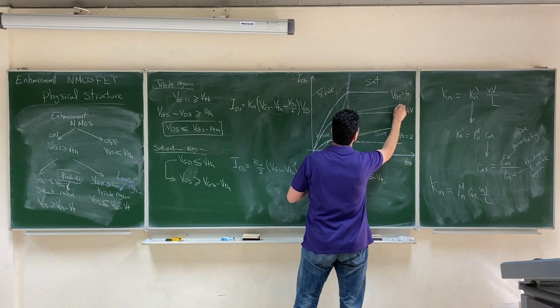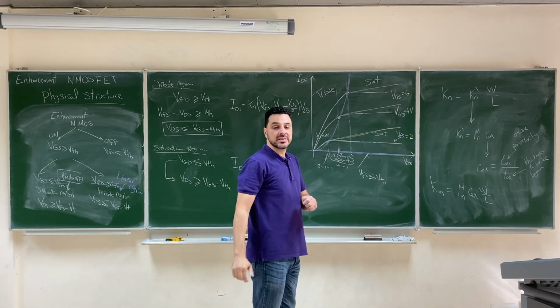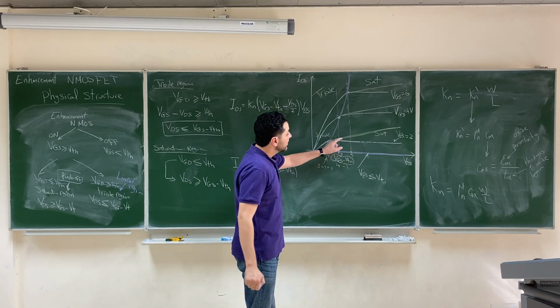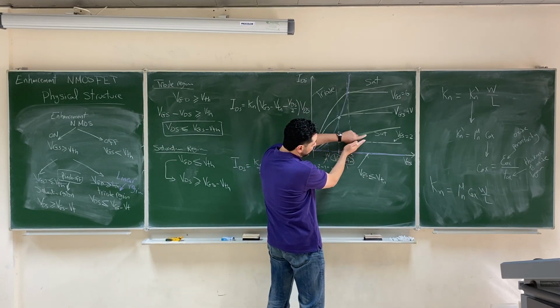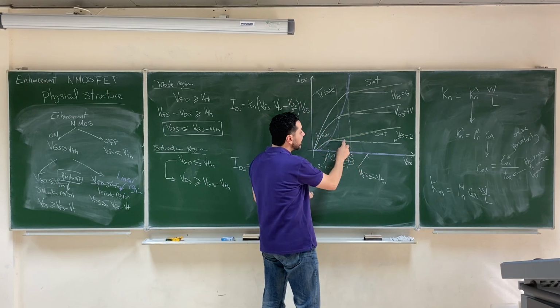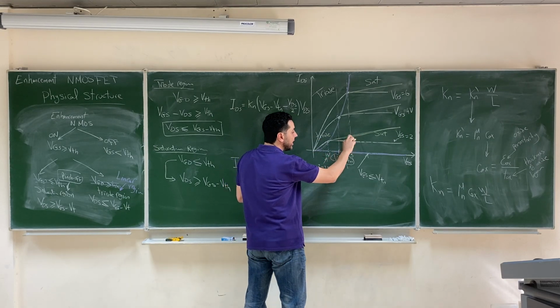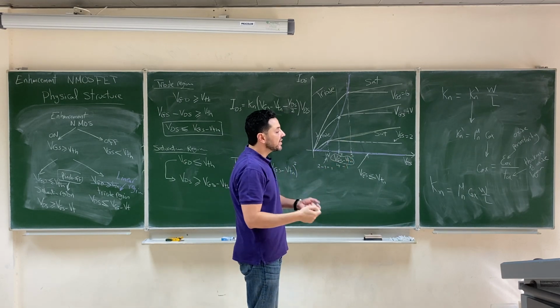Practically speaking, the same thing happens here. They found that in this region, the curves are not exactly horizontal. Of course, I'm plotting it with a big slope here, but they found that they have a little bit of slope. So instead of being horizontal, the curve has a little bit of slope, which means that it depends on VDS.